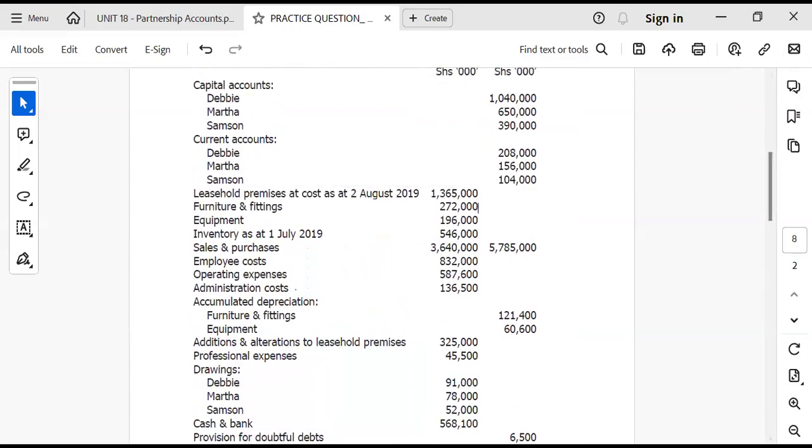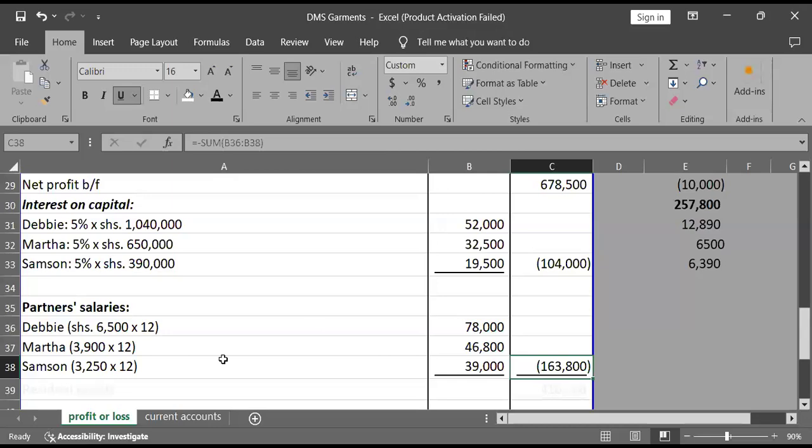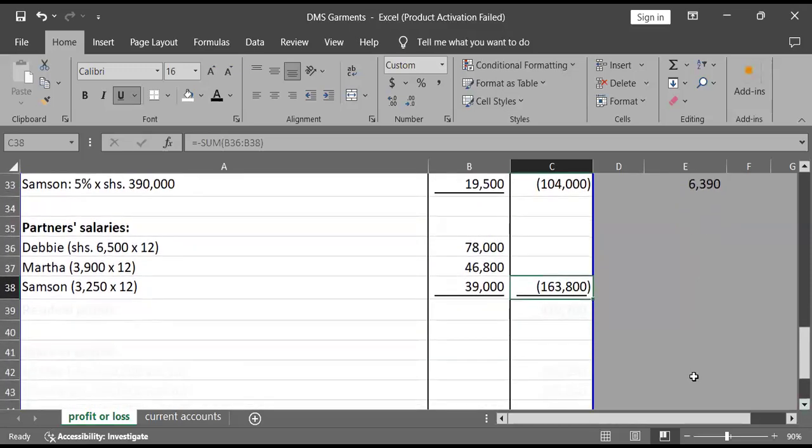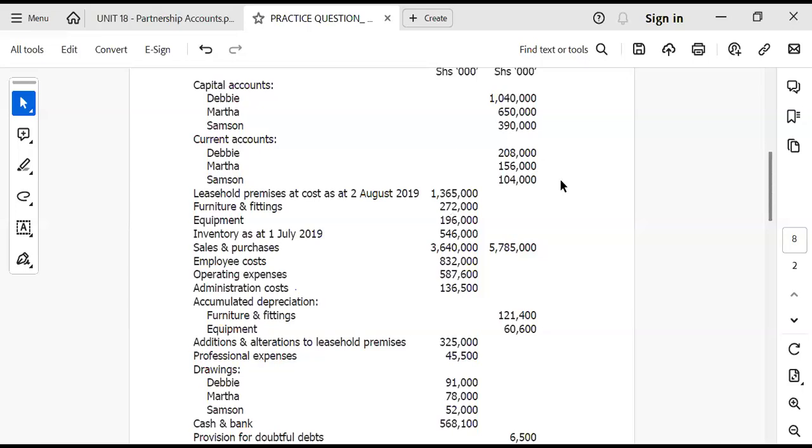I personally do not see them, so I'm going to move forward, but in case you see them, let me know, please. So now that, yes, they are there. How much are the drawings? Debbie has 91,000. Oh, okay, I've seen them. Okay, thank you.